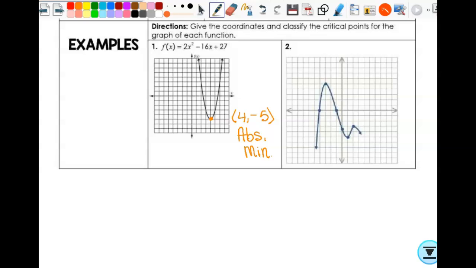Okay, awesome. So when we look at this one, I know there's a bunch of points plotted, but how many critical points are there? 3, good. So I have 1 here, 1 here, and 1 here. The other 3 that you have, they are just intercepts, which are important, but they're not critical points.